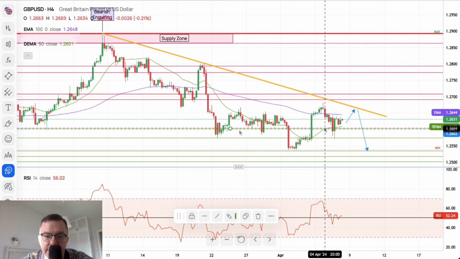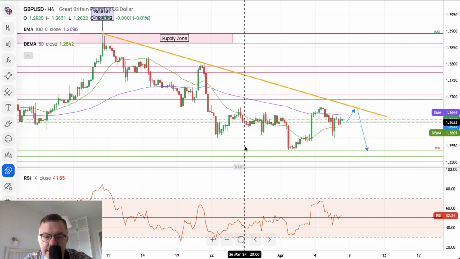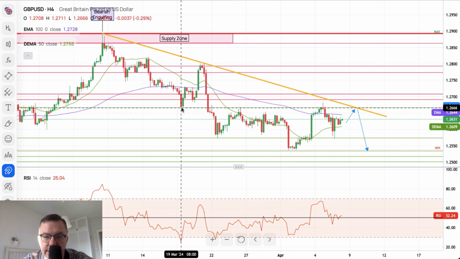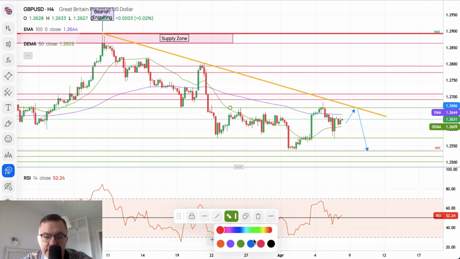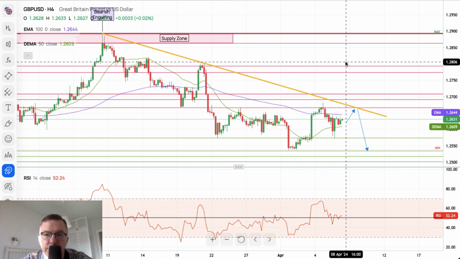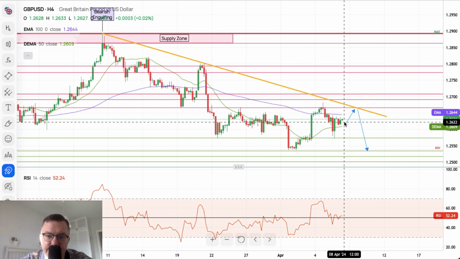Right, so this level here doesn't actually work anymore. So what do we do with this? We can put it here without any problems and switch it to red because it's technical resistance right now. So that's the outlook for the British pound. Looks quite probable. Now remember, it's just the scenario.